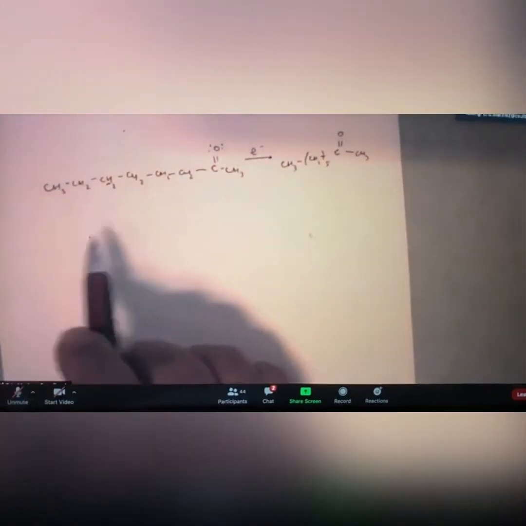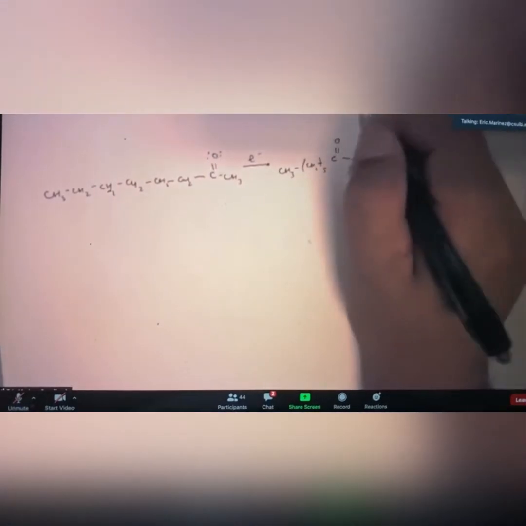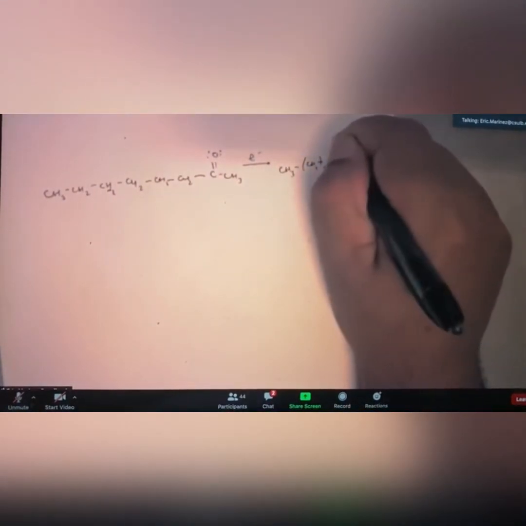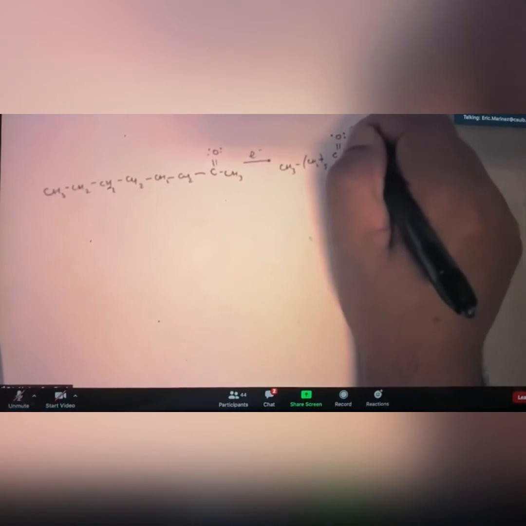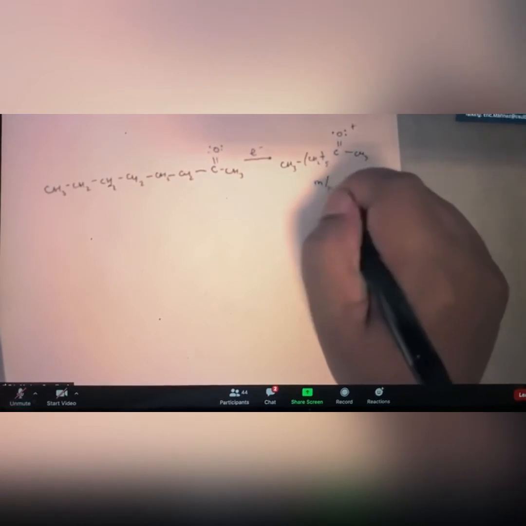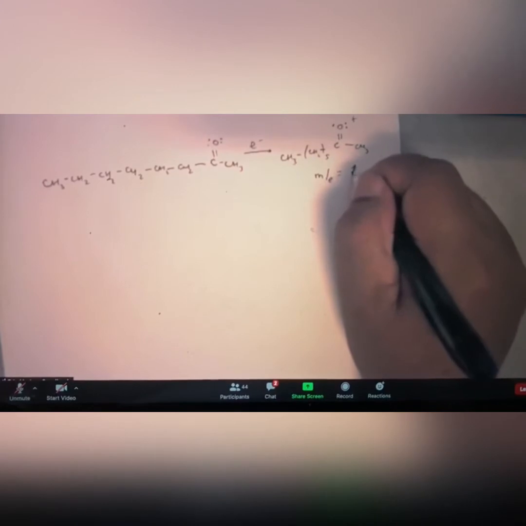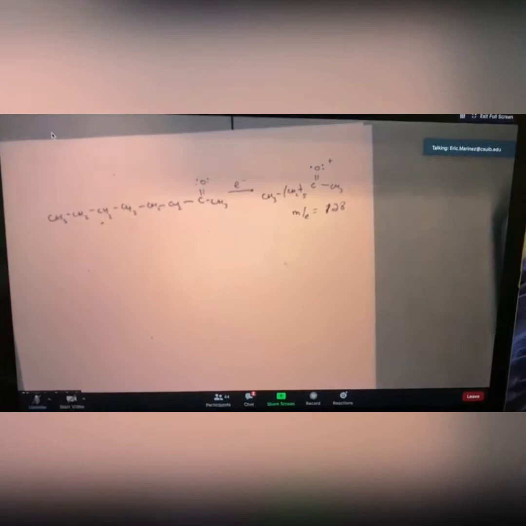Now recognize in this ketone, I have sigma bonds, I have pi bonds, and I have non-bonding electron pairs. In general, what I want you to do is show me that the radical cation is formed here. So this is my M+ peak, equal to 128. That's the first part, and that would be some points you would get. Now that you have that, let's start playing with this and doing some things. I'm going to start off with alpha cleavage.